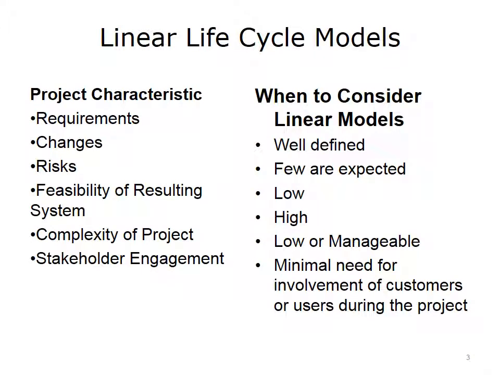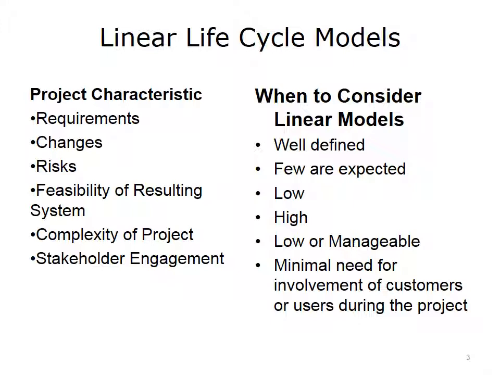All of the life cycle models will be examined using a set of project characteristics that will help you discriminate the differences between the four models. The 6 types of characteristics are shown in the left column of this table, detailing the linear model, and we will continue to use these 6 characteristics when we discuss the other models. Reviewing these areas of your project will help you decide which of the life cycle models makes the most sense as a starting point. The characteristics relate to the requirements, changes, risks, the feasibility of the resulting system, the complexity of your project, and finally, the engagement you have with stakeholders.